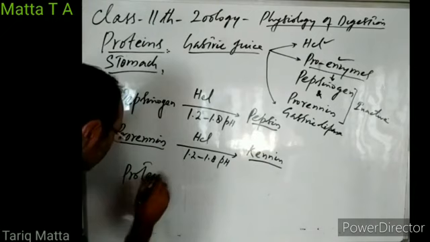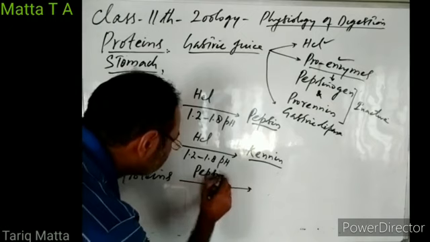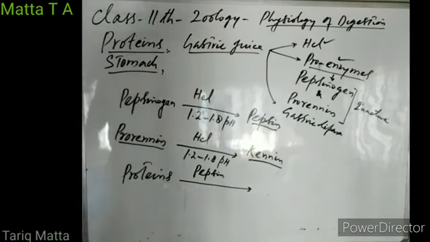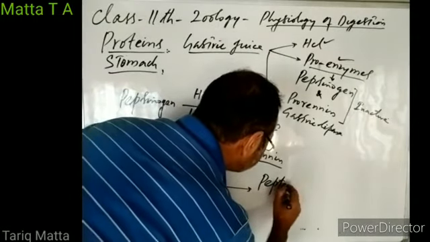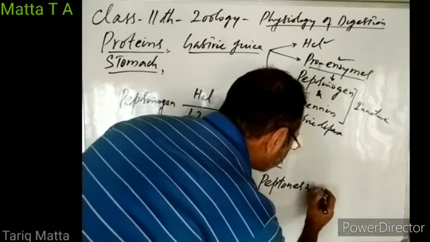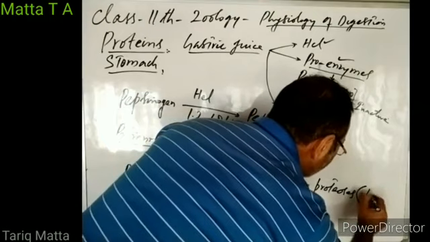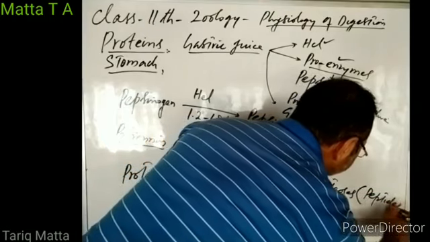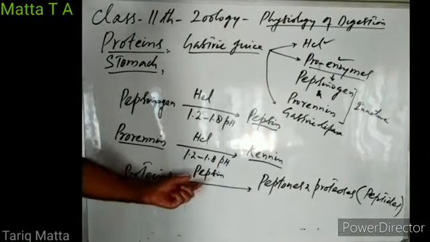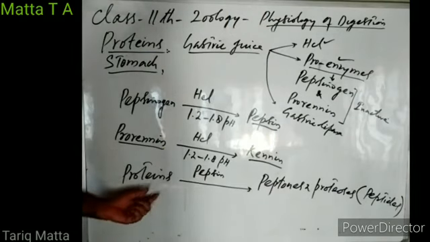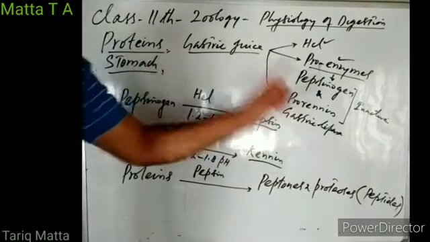It acts on the proteins which we have consumed. This pepsin breaks these proteins. Pepsin is an endopeptidase. So it breaks them into peptones and proteoses, which we collectively call peptides. So in stomach, proteins are attacked by pepsin, and pepsin converts these proteins into peptones and proteoses, collectively known as peptides.